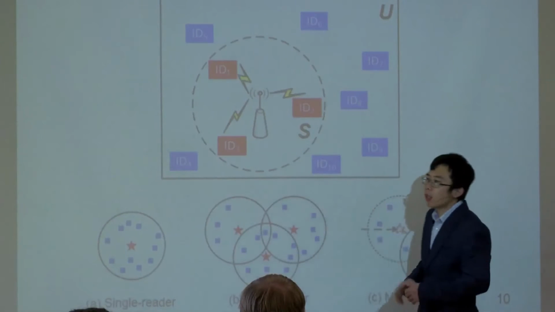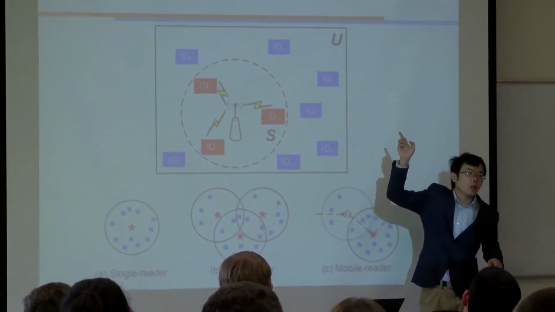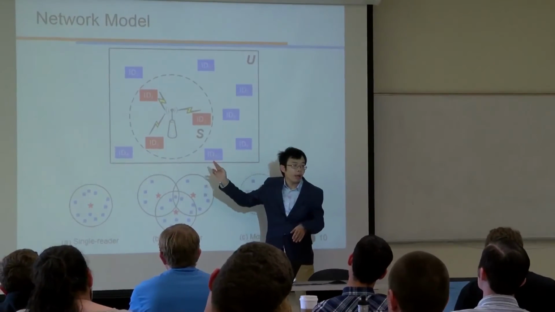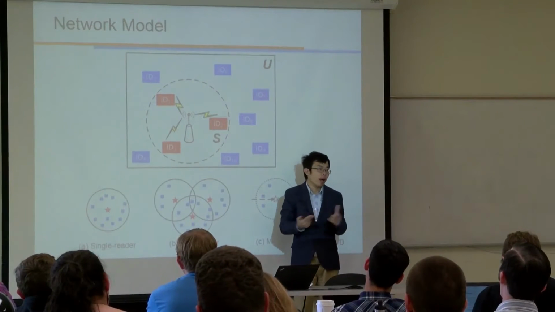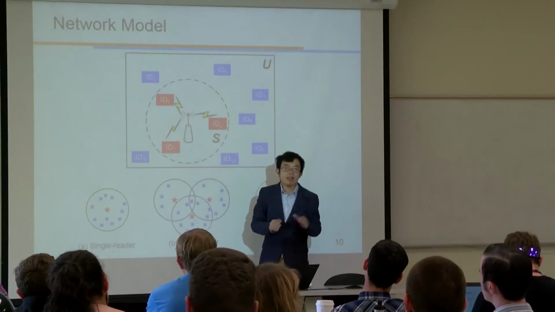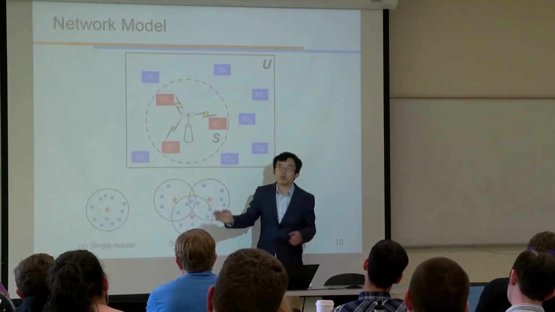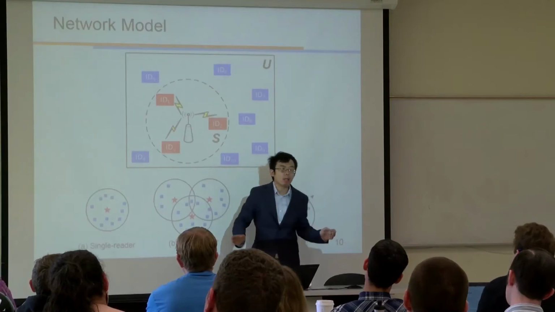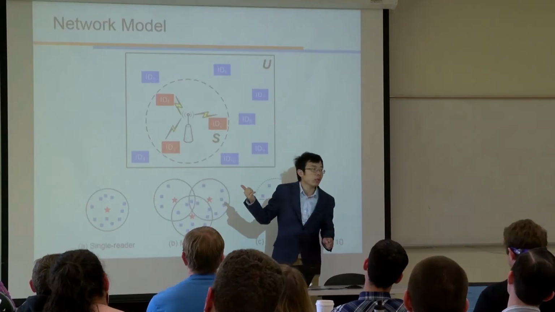And in my presentation, I will use the big U to represent the set of all the tags in the system. In this example, U is the set consisting of ID 1 to ID 10. And I will use the big S to represent the set of tags in the reader's coverage region. In other words, we call it target tags. So they are our targets. So in this example, S contains 3 tags, ID 1 to ID 3.